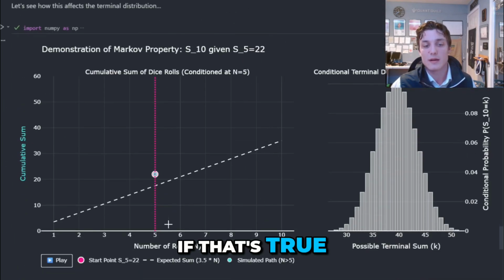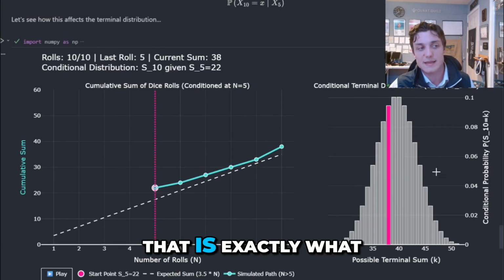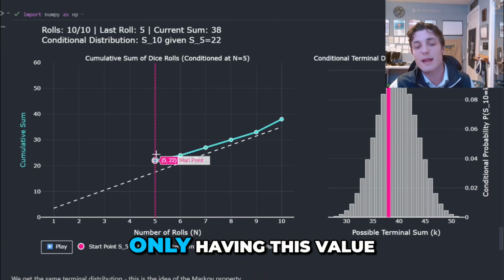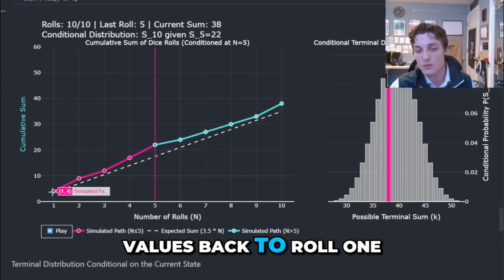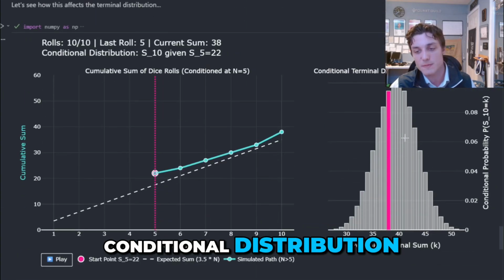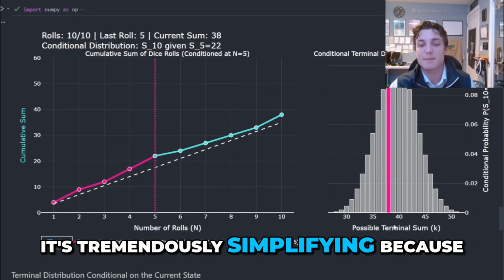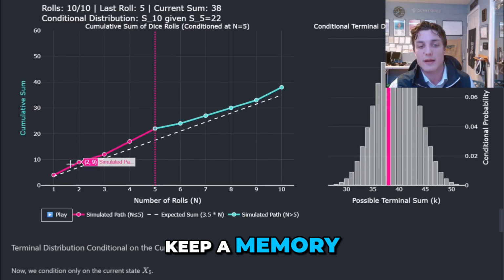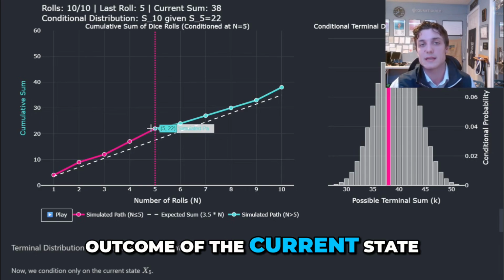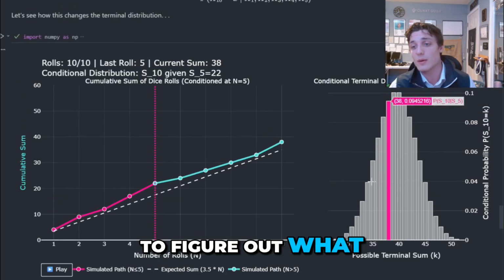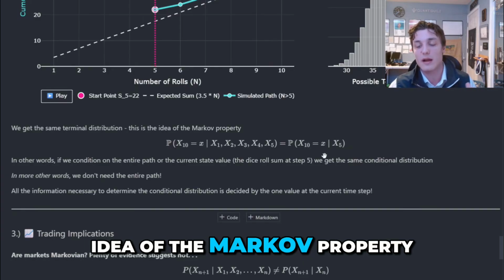Okay, well, if that's true, then I should get the same conditional distribution, and I do. That is exactly what you're observing here. If I condition on only having this value at roll 5, or having all of the values back to roll 1, I get the same conditional distribution. That is this idea of the Markov property. It's tremendously simplifying because I don't need to keep a memory of all of the rolls up to the current state. I just need the outcome of the current state, the current roll, to figure out what the conditional distribution is.